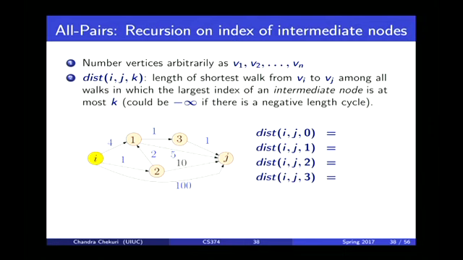An example is better. What is Dij0? Remember, these are the indices of the vertices. Dij0 means I cannot use anybody in the middle. Dij0 is the direct edge length, because I'm allowed to use only the direct edge. If there is no direct edge between i and j, it will be infinity because I can't use anybody. What is Dij1?